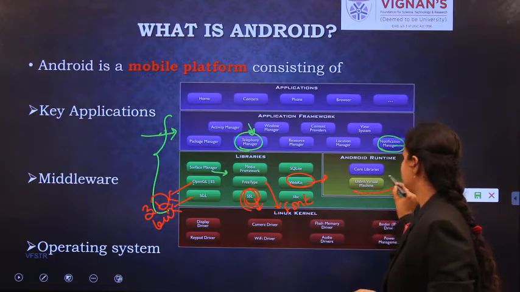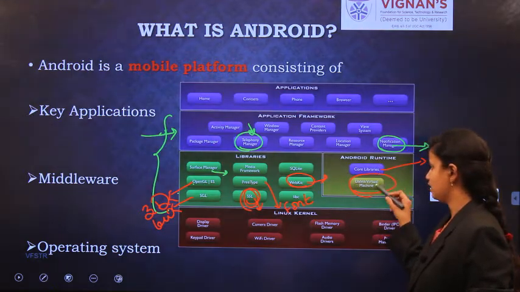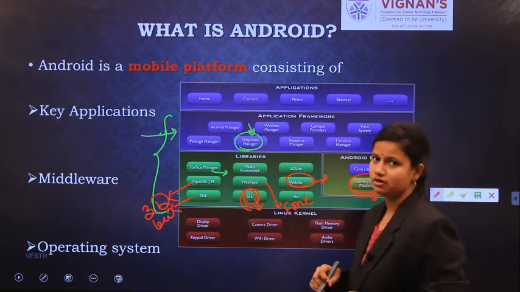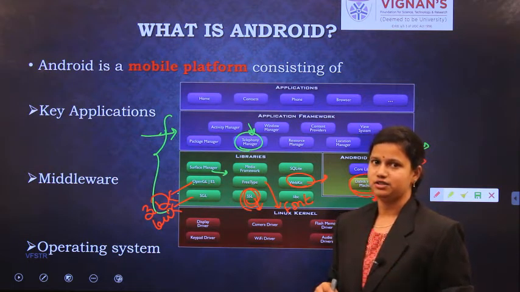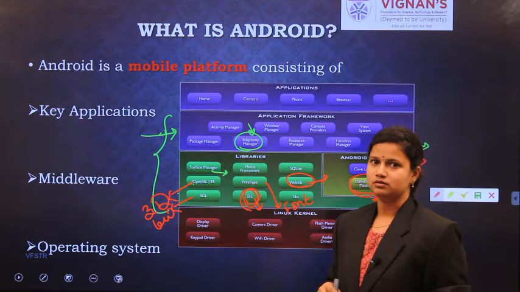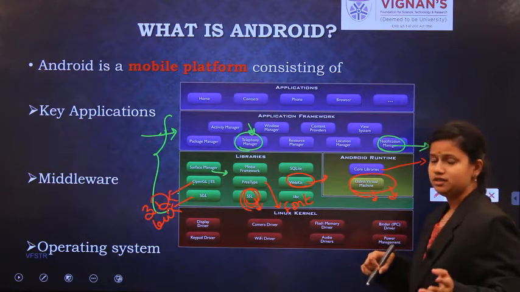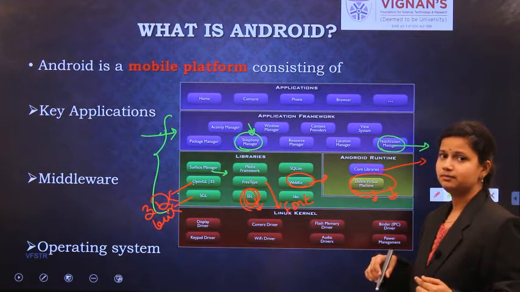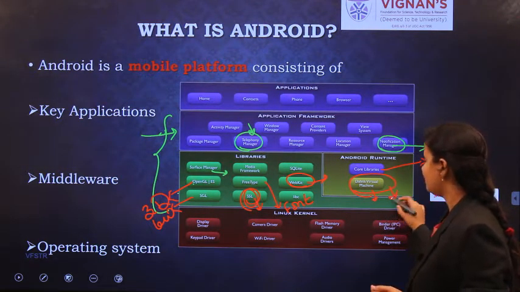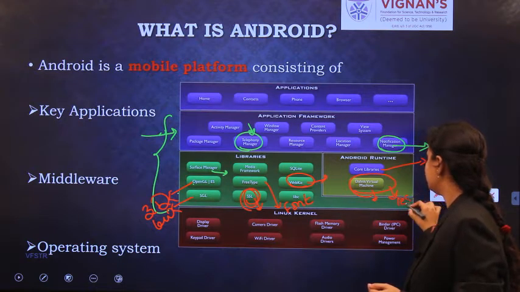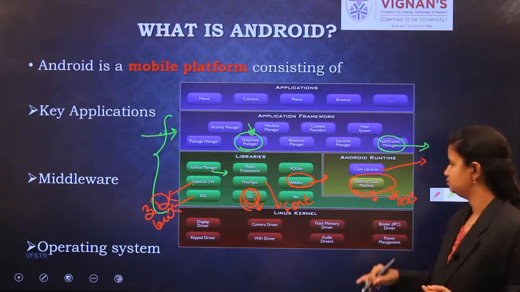And the runtime. In the runtime, core libraries are also provided, along with the DVM, the Dalvik virtual machine. The use of the Dalvik virtual machine is that after completing your application, you have to compile the program, and that compilation is done by the DVM. The JVM already exists, but what about the DVM? The DVM gives an executable file format that is smaller compared to the JVM. That's why we go with the DVM.